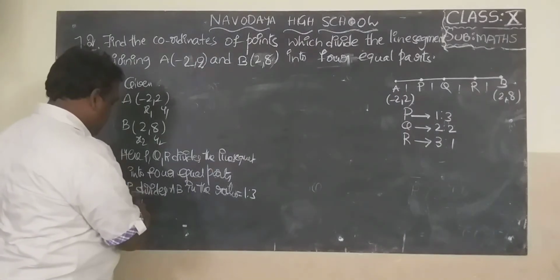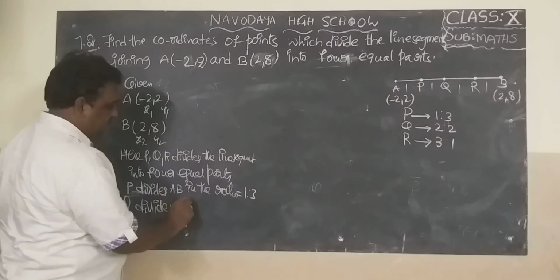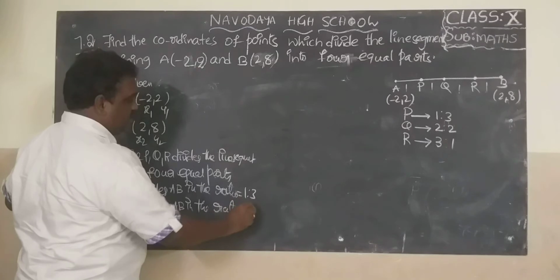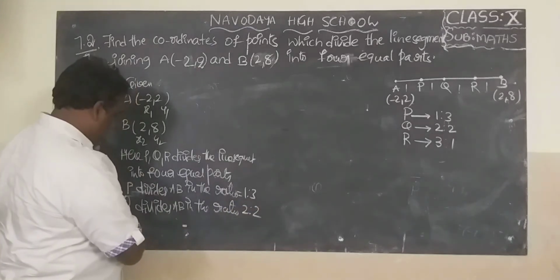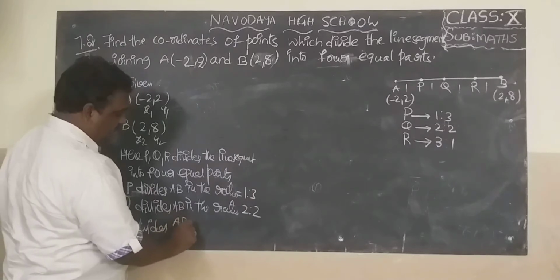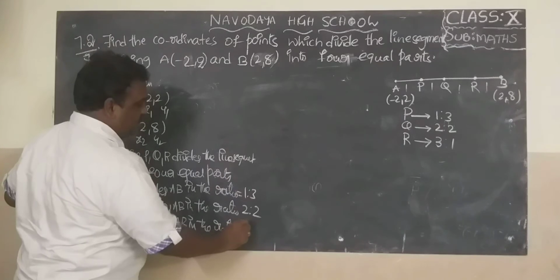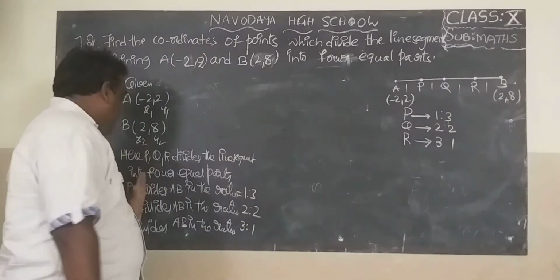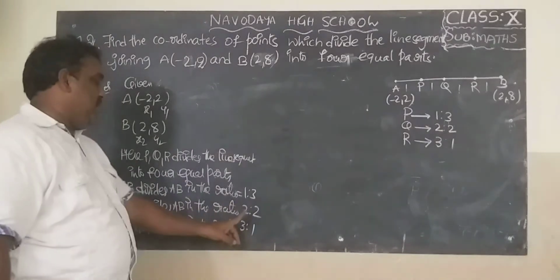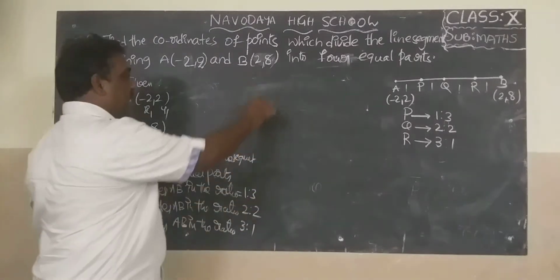Q divides AB in the ratio 2:2. R divides AB in the ratio 3:1. So P divides AB in the ratio 1:3, Q in the ratio 2:2, and R in the ratio 3:1.